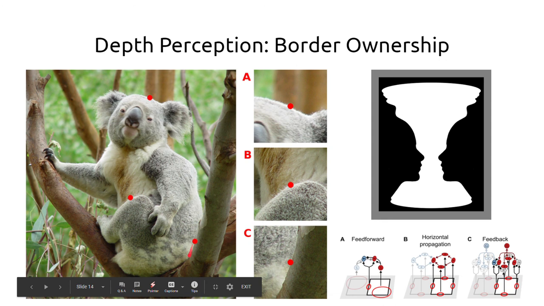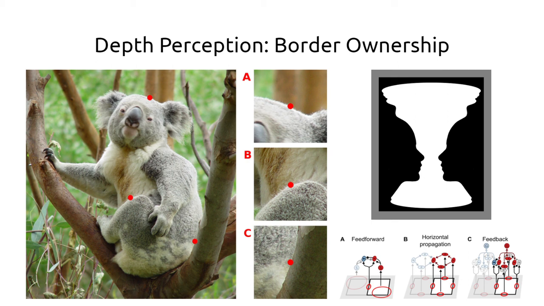So this line here, is it part of the tree or is it part of the koala? Tricky to pick out exactly these differences. There are several network models out there, definitely involving a lot of these lateral and feedback connections. No particularly predominant theory has really nailed this down.